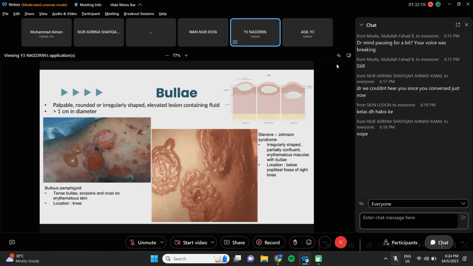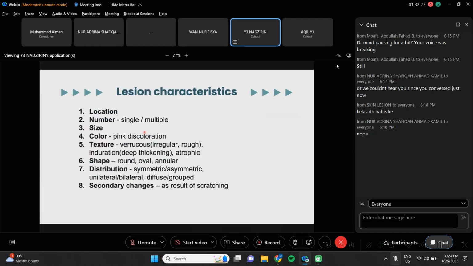Did you mention color? You mentioned it in the intro slides about color, but you didn't really elaborate on the different types of skin lesions that have different colors. Not mentioned, Doctor.